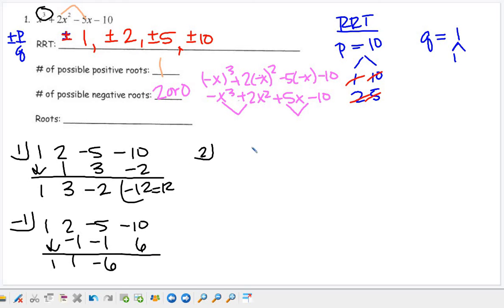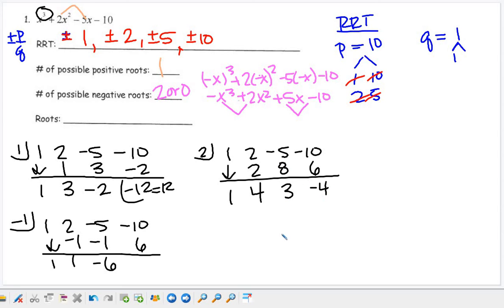So we can try 2. So I have 1, 2, negative 5, negative 10. So 2 times 1 is 2. 2 plus 2 is 4. 2 times 4 is 8. 8 minus 5 is 3. 6, negative 4. Still not it. See, I'm not always the best at it either. It just doesn't work out that way sometimes.